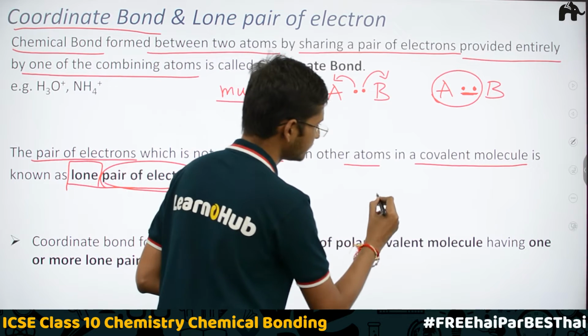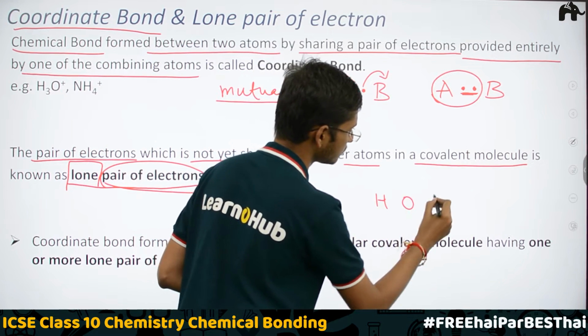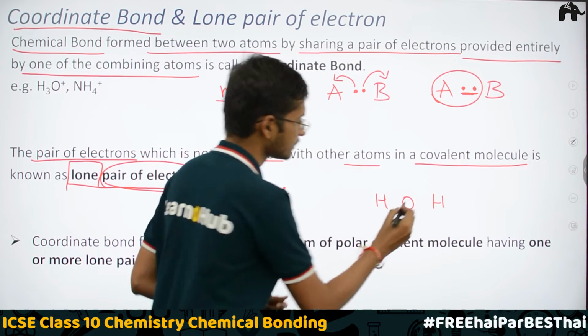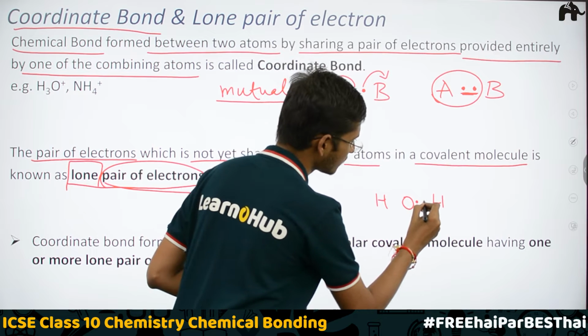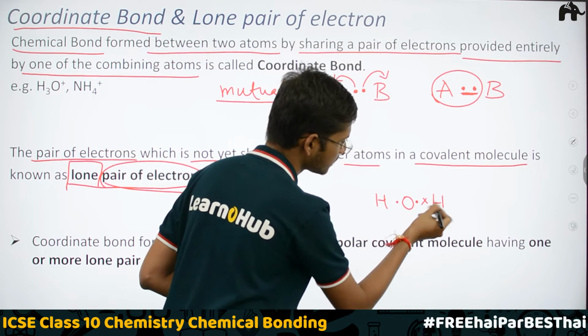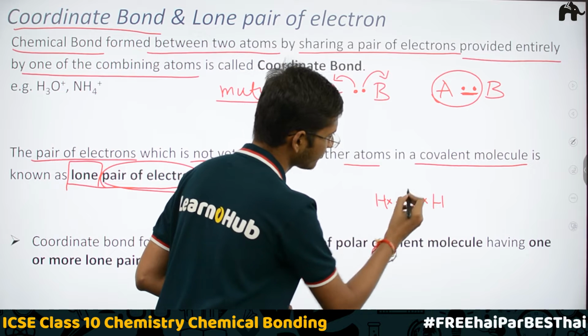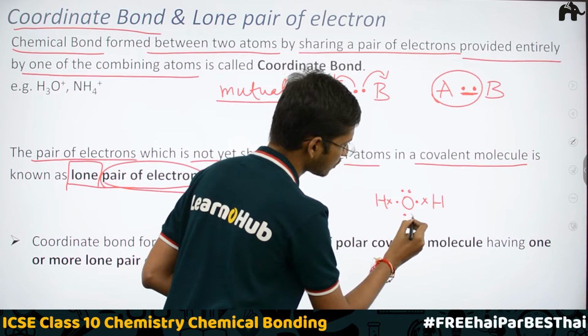See, I have this covalent molecule, water. Now I know we have studied the electron dot structure, so I'm just drawing the electron dot structure. Here is the oxygen atom, here is the hydrogen atom which is being shared. And here are the two pairs of electrons.